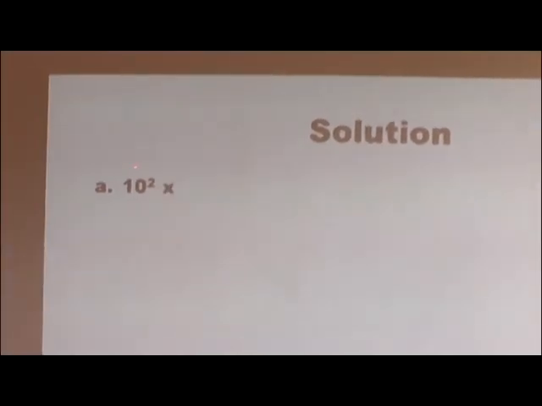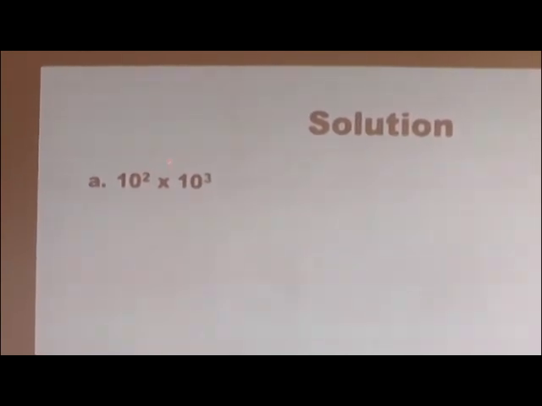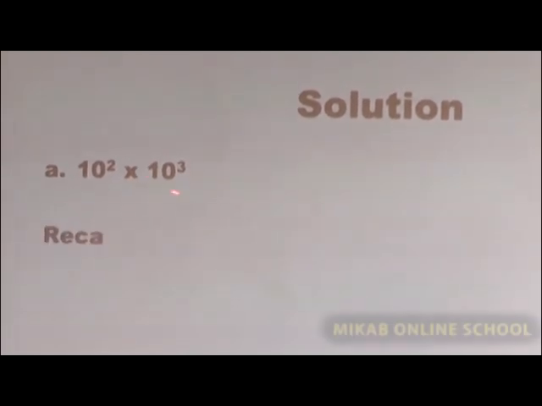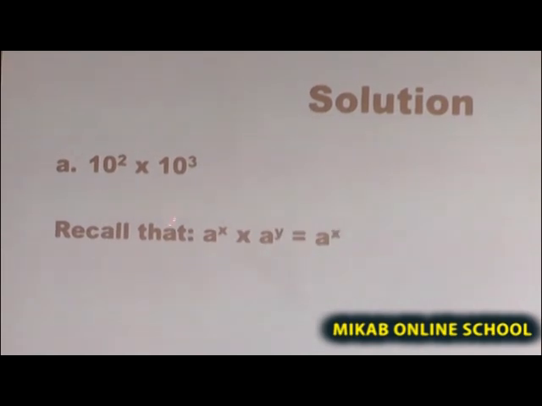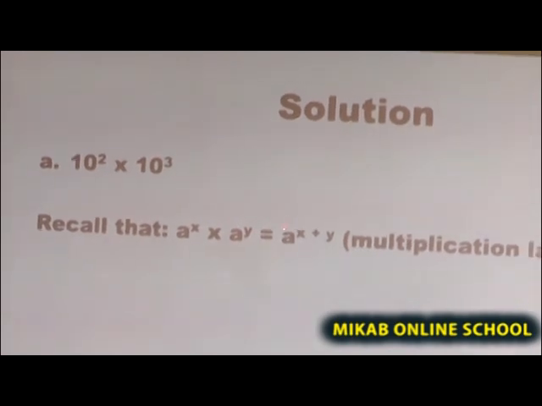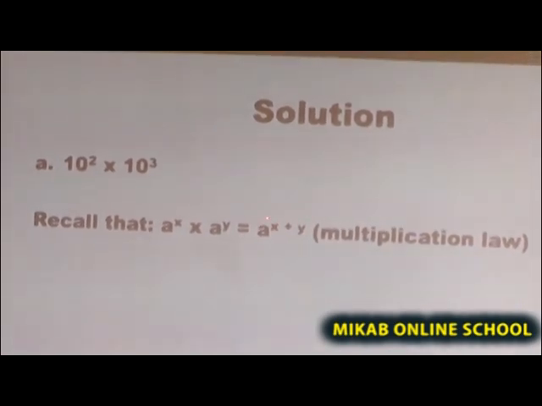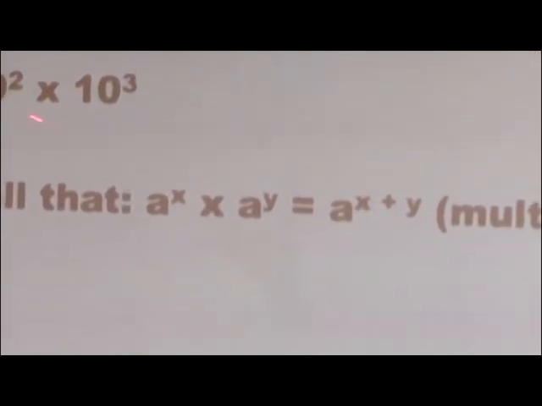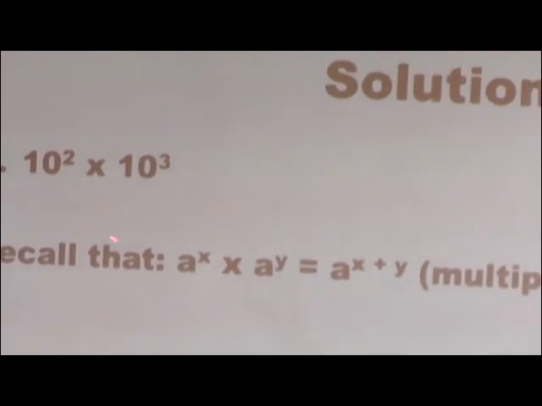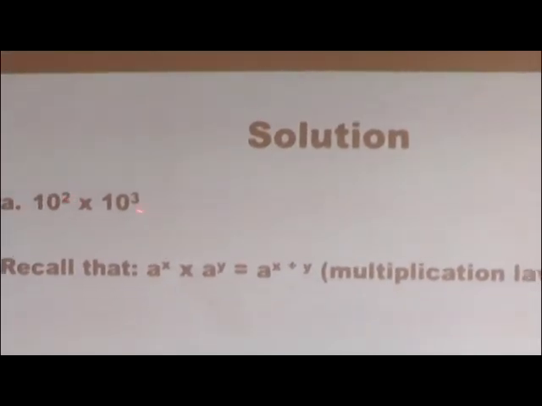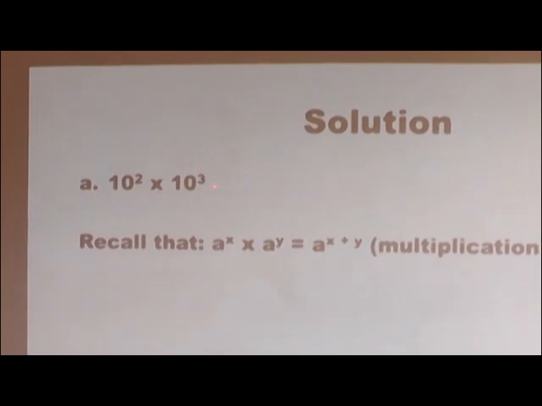The first one is 10 raised to the power of 2 times 10 raised to the power of 3. If you now go back to the multiplication law, where we have a raised to the power of x times a raised to the power of y equals a raised to the power of x plus y, you can compare it with this: our a is equivalent to this 10, our x is equivalent to 2, and the y is equivalent to 3.